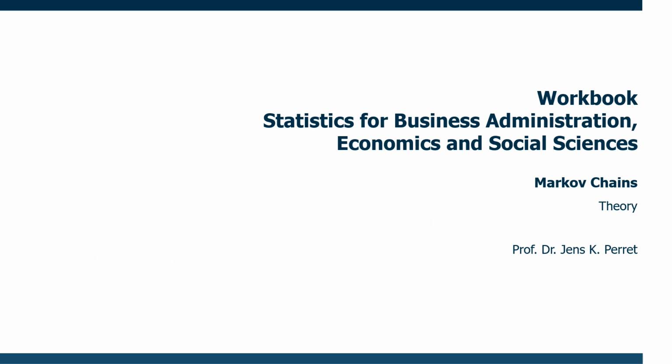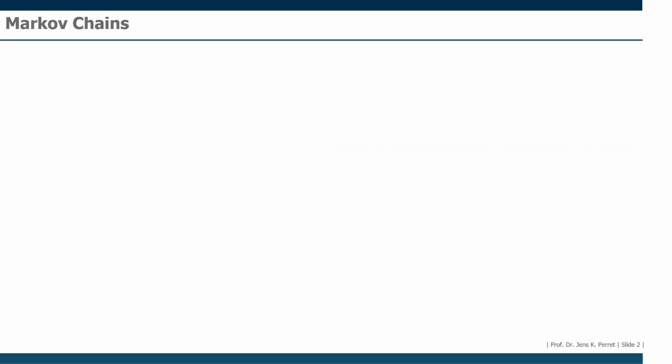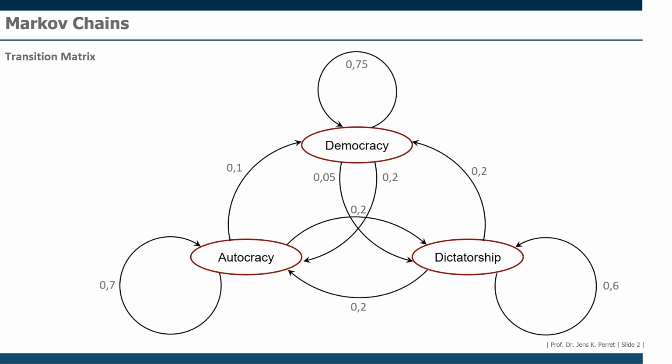This time I'm going to talk about Markov chains and how we can use Markov transition matrices to calculate the steady state of a situation. In this regard, I illustrated the idea of a transition matrix graphically. Here we can imagine we have three different states a country could be situated in: democracy, autocracy, or a dictatorship. And different countries switch between these states, so to speak.